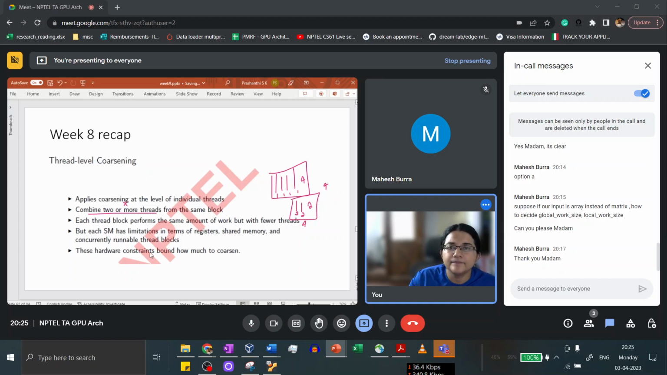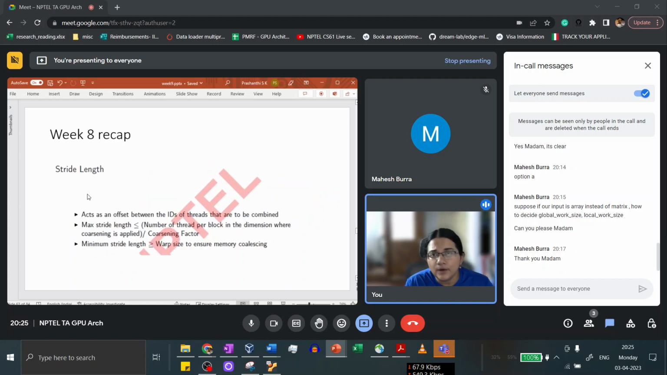Again, we know each SM has limitations in terms of registers, shared memory and runnable thread blocks. These hardware constraints bound how much to coarsen. That's a separate aspect, but remember this: each thread block performs the same amount of work. Now there is this notion of stride length. In this example, we were drawing 4 threads and said it's going to become 2 threads.